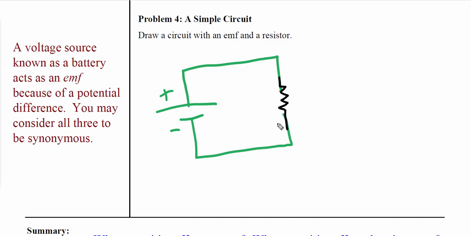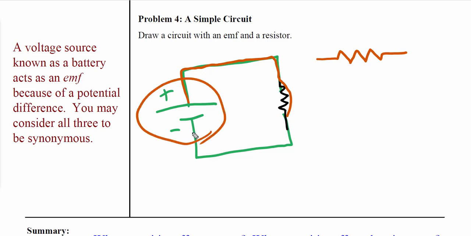In this case, the charges are leaving from the positive terminal, traveling this way, and then they're meeting resistance as they go through this resistor. The symbol for resistor, this is actually called a fixed resistor. And then, of course, our EMF device, which you've seen before, a battery, or a potential difference.